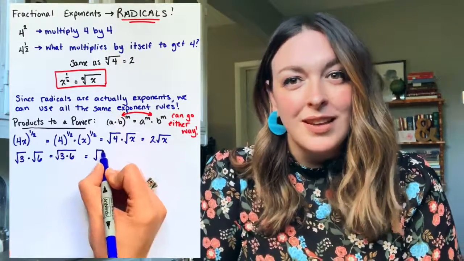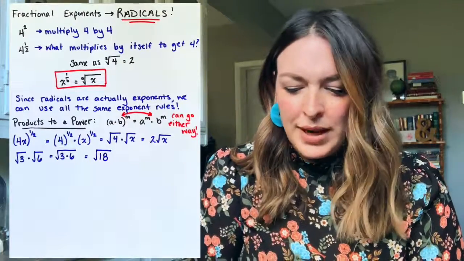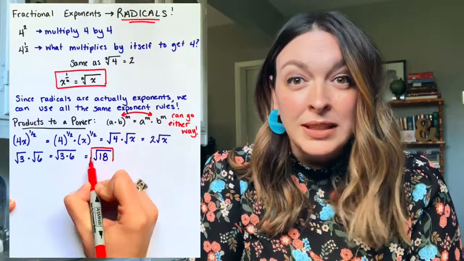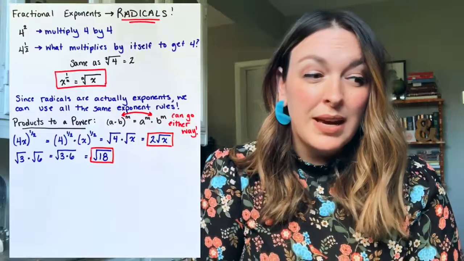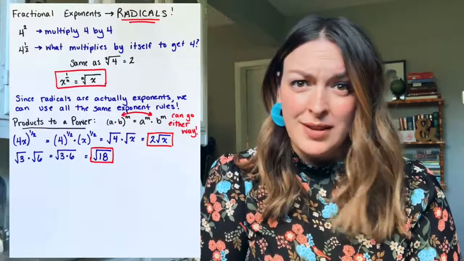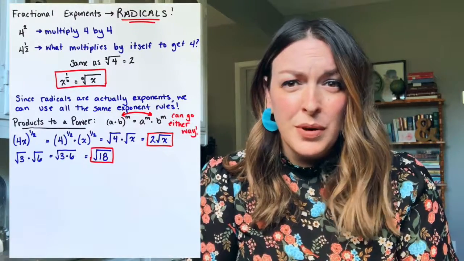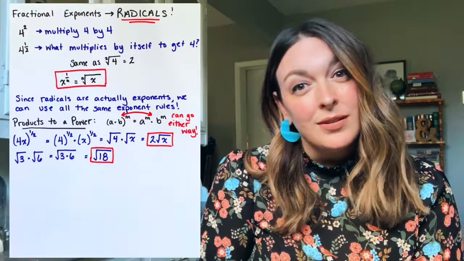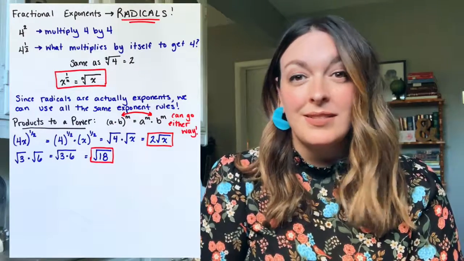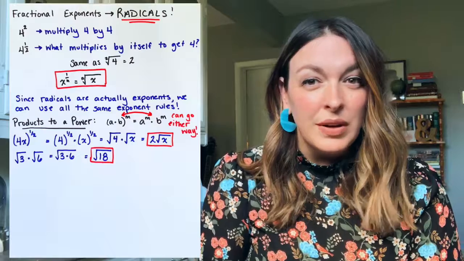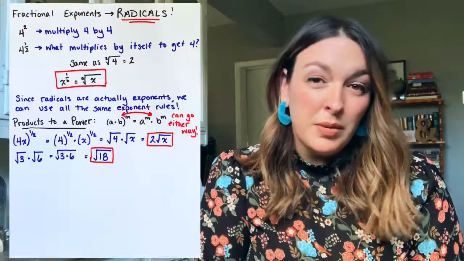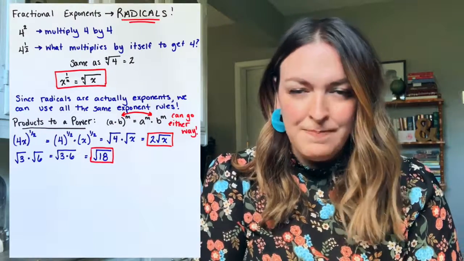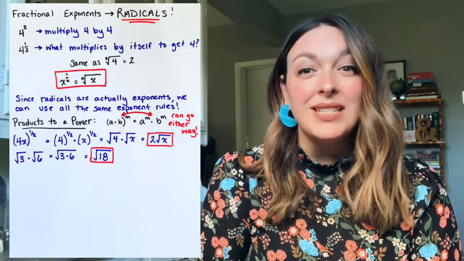What's 3 times 6? It's 18. So I just write square root of 18, and that's how I'm going to leave it at this point, because 18 does not square root nicely. There's only certain numbers that square root nicely, and they're perfect squares, like 4, 9, 16, because all those numbers have a number that multiplies by itself to get it, okay? So I'm going to leave it as square root of 18 for now.